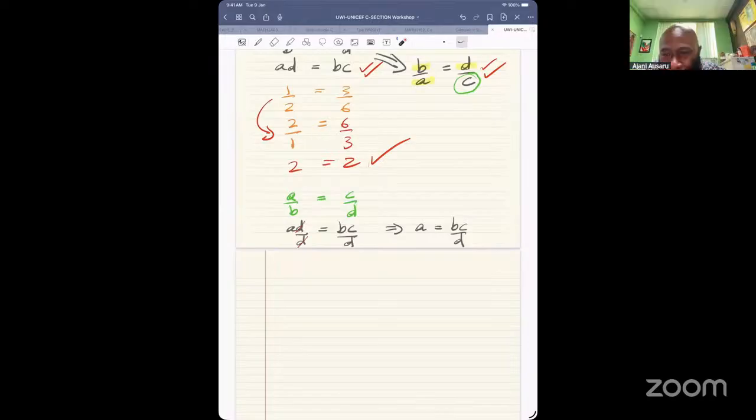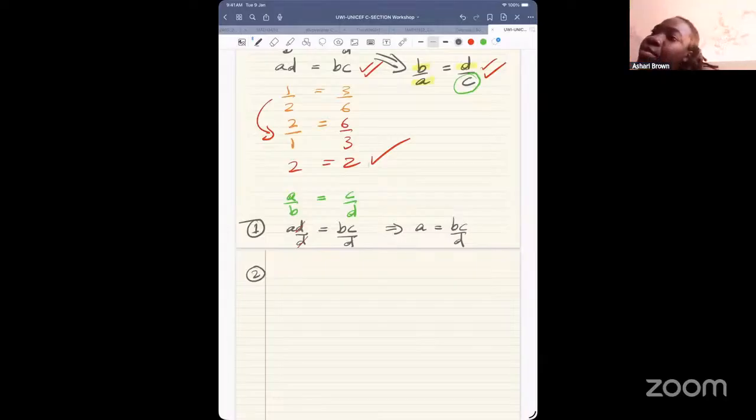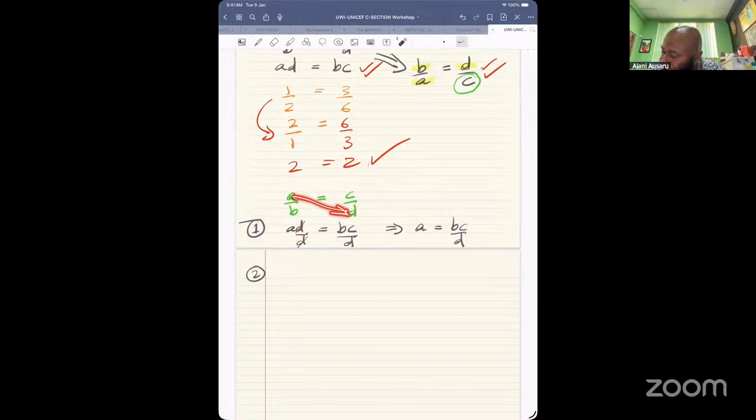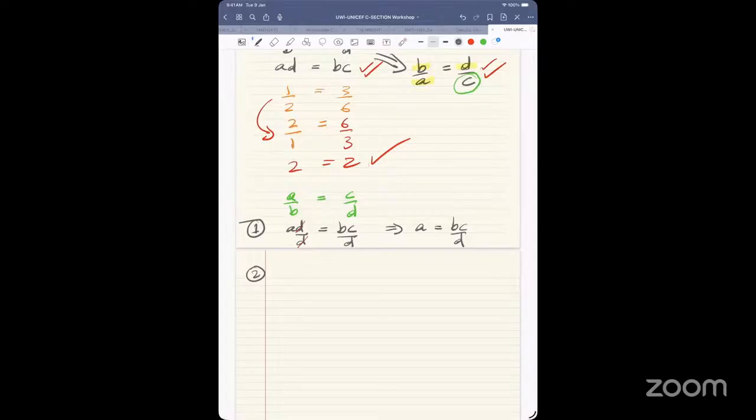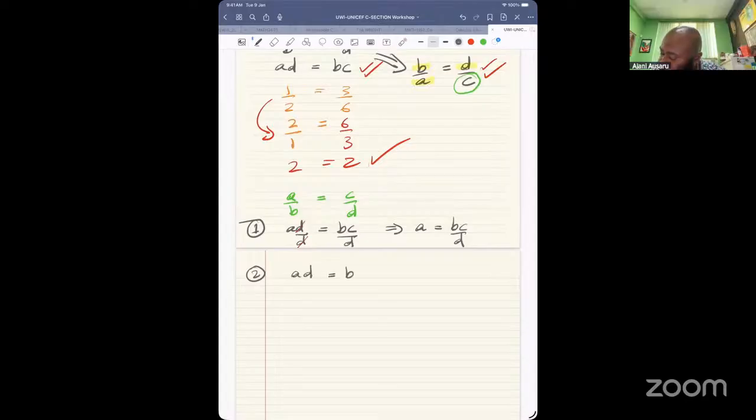I'm going to move on to B now. We're going to make B the subject. So again, I'm going to do the same thing and cross multiply. I'm going to label this number 1. In number 1, I made A the subject. In number 2, I'm going to make B the subject this time, correct? All right, let's cross multiply again. When I cross multiply here, I have A times D equals B times C. That's always true, correct? What do I want to make the subject? I want to make B the subject, correct?